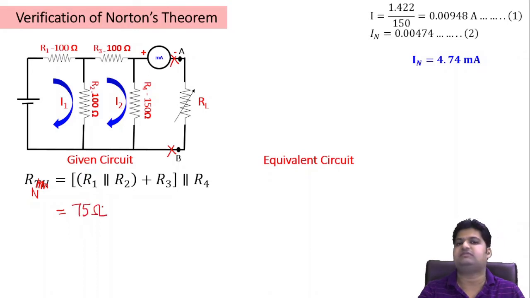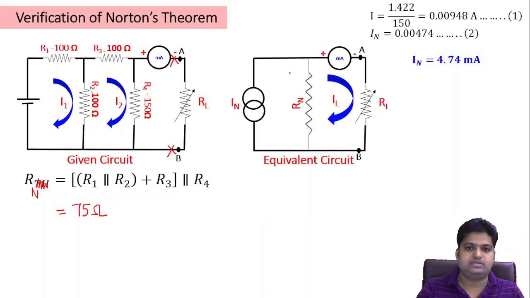So here also it will be 75 ohms. Remember, you need to remove this load resistance and calculate the equivalent resistance in case of Norton's. Now, what about Norton's current IN? What do we do in case of Norton's current IN? We have RN equal to 75 ohms.